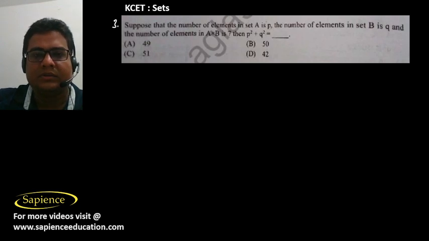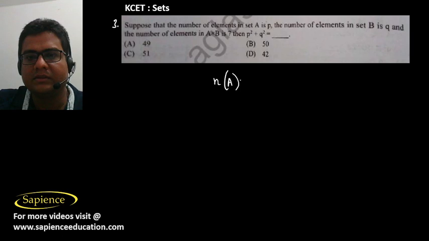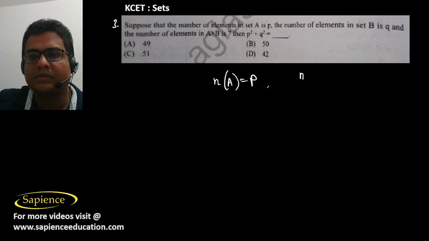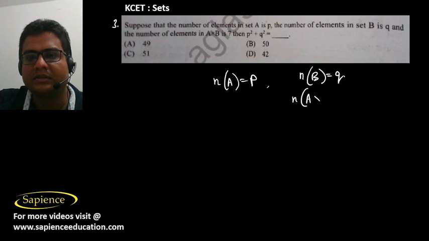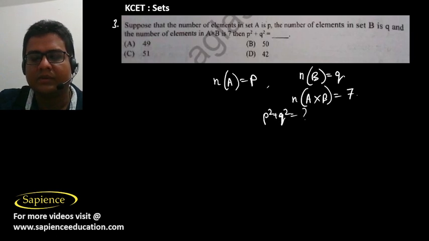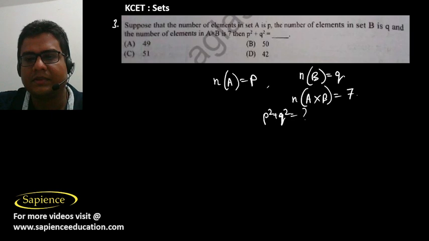And in question number 3 it is told, suppose that the number of elements in set A is equal to P, the number of elements in set B is equal to Q, and the number of elements in A cross B is equal to 7. Then P square plus Q square is equal to how much? So the number of elements in A cross B, that is P into Q, is equal to 7.